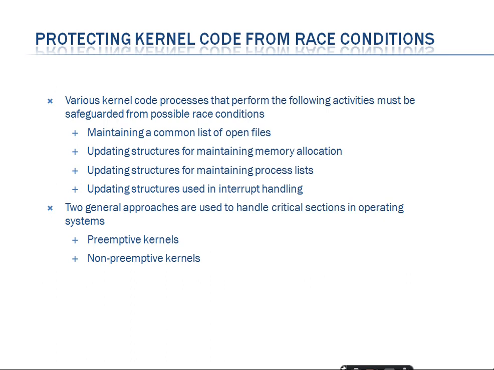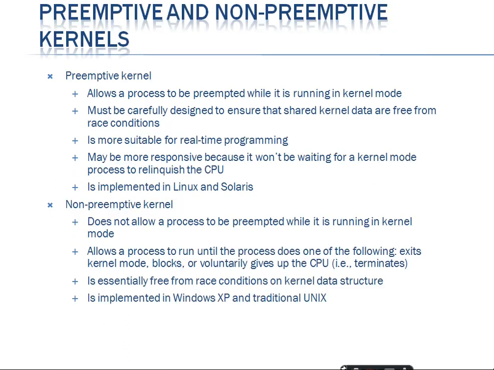There are two general approaches to handle the critical section in an operating system. First one is preemptive kernels and second one is non-preemptive kernels. Let us have a look at preemptive and non-preemptive kernels. Preemptive kernels allow a process to be preempted while it is running in kernel mode. So a preemptive kernel allows processes to be stopped while they are running in kernel mode.